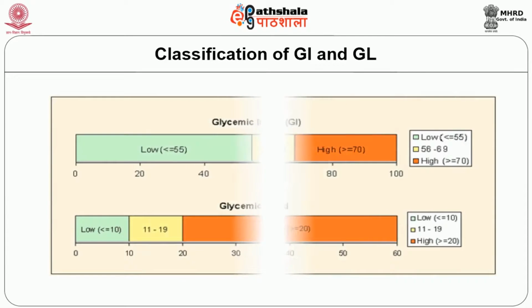Now a little light on the classification of glycemic index and glycemic load. These values can be interpreted as a percentage on an absolute scale and are commonly interpreted as follows. Foods with a value of less than 55 are categorized as low glycemic index foods, foods with a value of 56 to 69 are categorized as moderate glycemic index, and foods with a value of more than 70 are classified as high glycemic index foods.